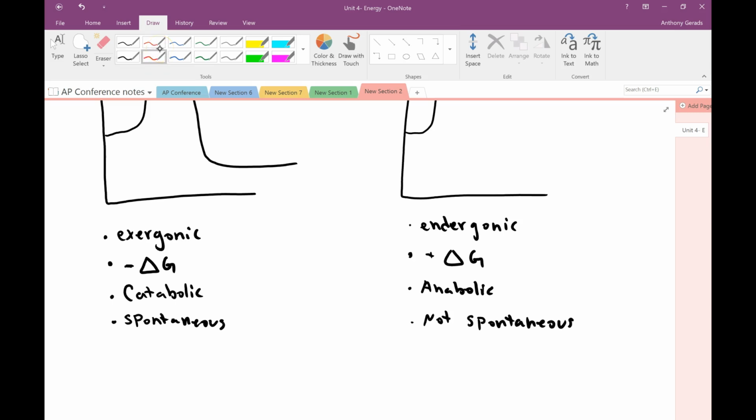If I'm comparing these two, cellular respiration and photosynthesis, one of them builds something up, one of them breaks something down. Which one of them breaks something down? Cellular respiration breaks down glucose. So this diagram right here on the left is cellular respiration. And this one right here that's taking energy in, positive delta G, anabolic because I'm building something or synthesizing something, is photosynthesis.